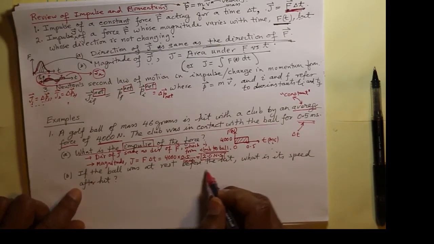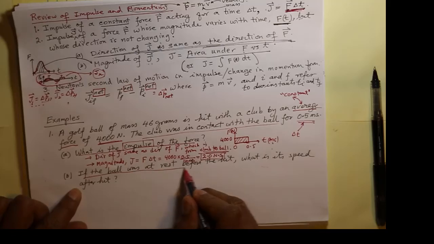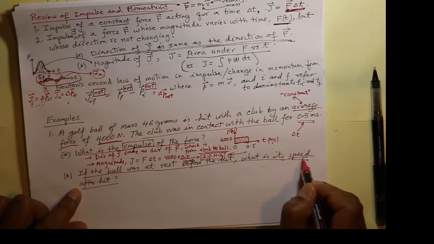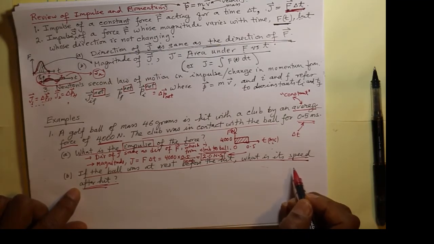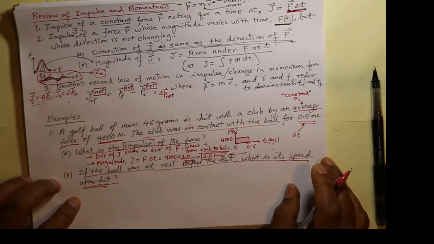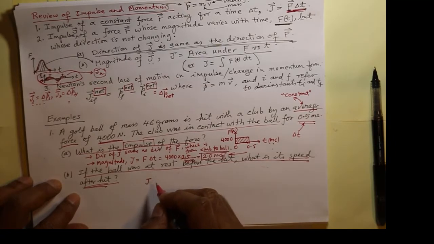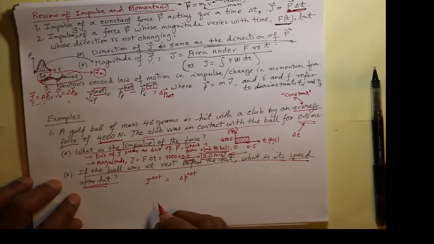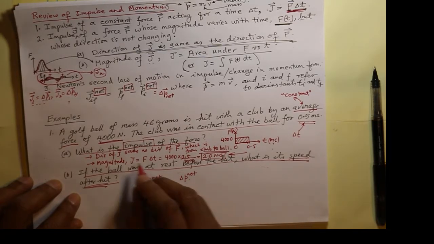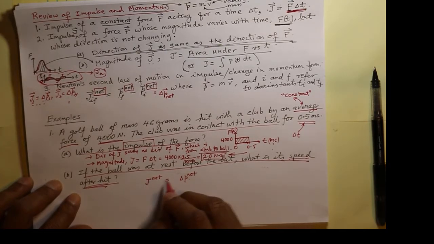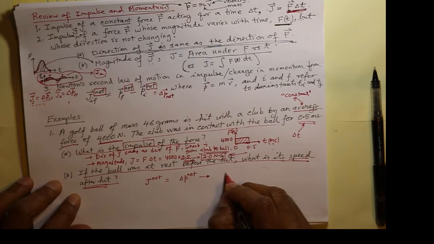Alright, if the ball was at rest, this is saying that you have this much impulse, so how much has the momentum changed? If speed change can be obtained from momentum, it's an application of the second law of motion. So we'll say J net is equal to delta P net. And the magnitude is the same because the direction is constant here, so this can be in just terms of magnitude.